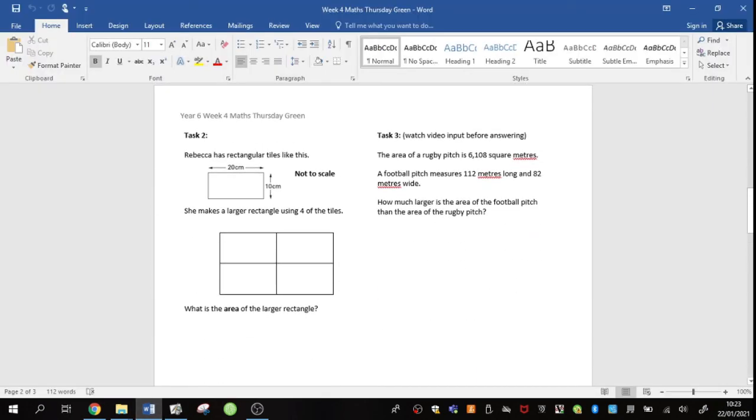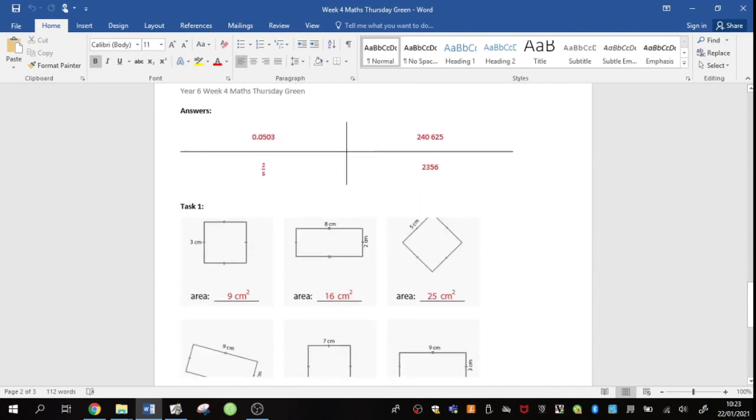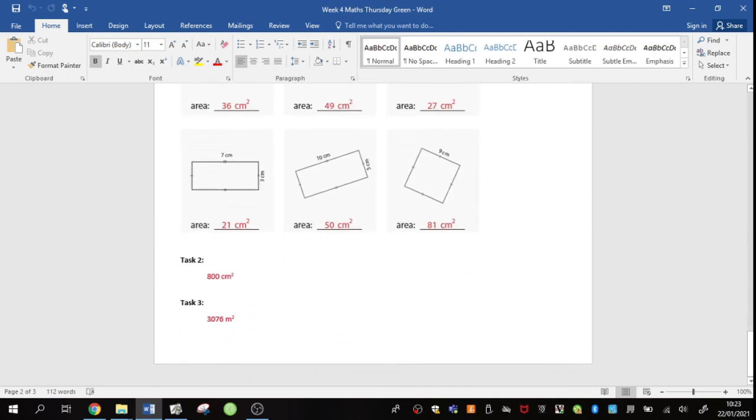Your task now is to have a look at task 2 and 3. Now I have modelled task 3 for you. Task 2 I think you can do without. I think you can calculate that yourself with everything that is there. And all answers, as normal, I'm sure you've already seen, are at the bottom.